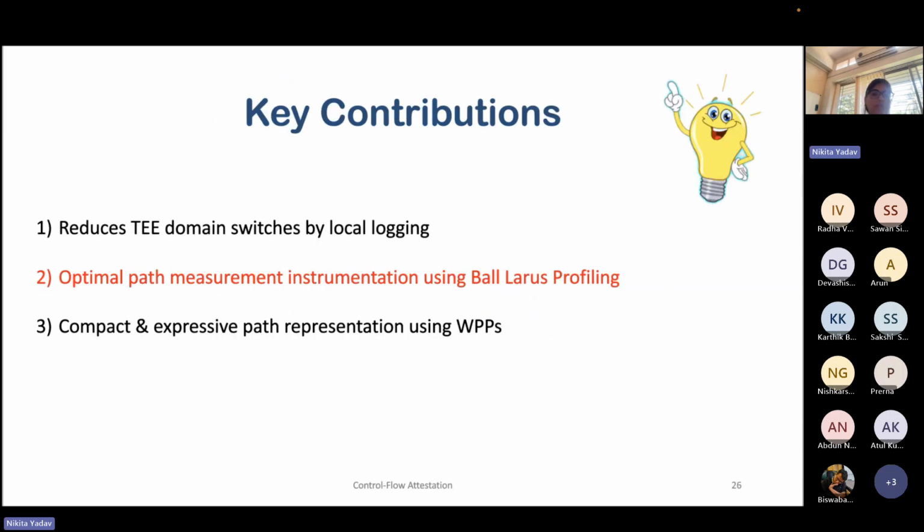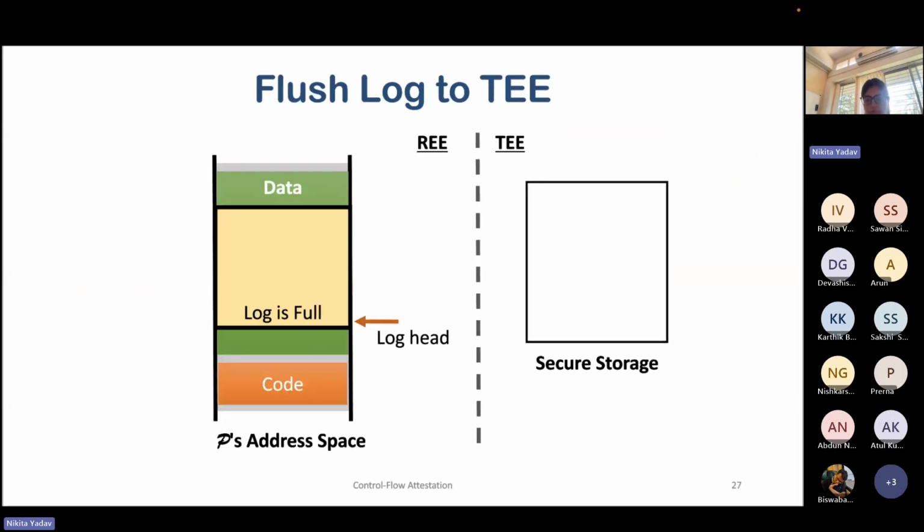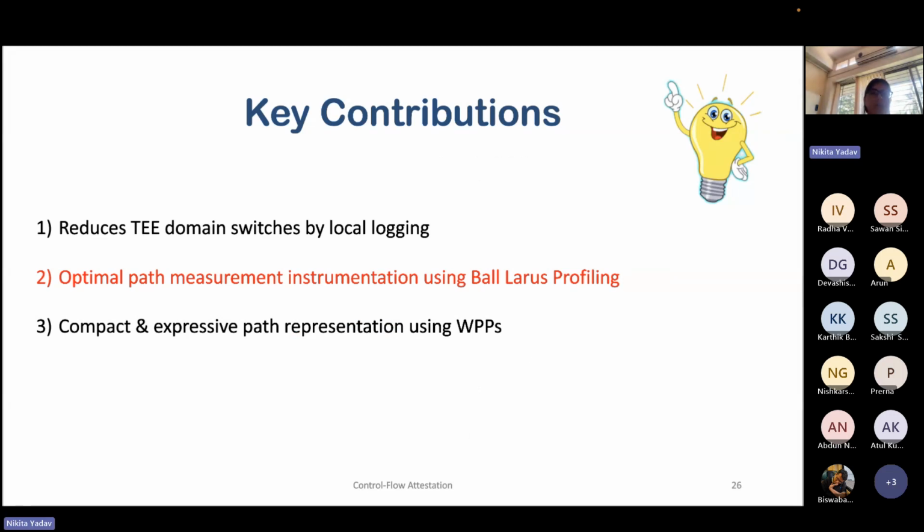And now the second contribution is optimal path measurements. We observed that the measurement approach used by C-FLAT and OAT is not optimal. Ball-Larus path profiling is a path profiling algorithm from the literature, which is provably better than the bit tracing algorithm used by OAT. And therefore, we employ this to reduce the number of times that we have to record in this log.